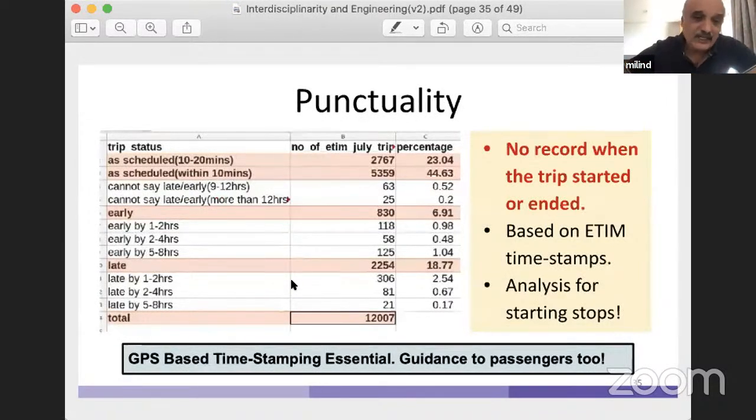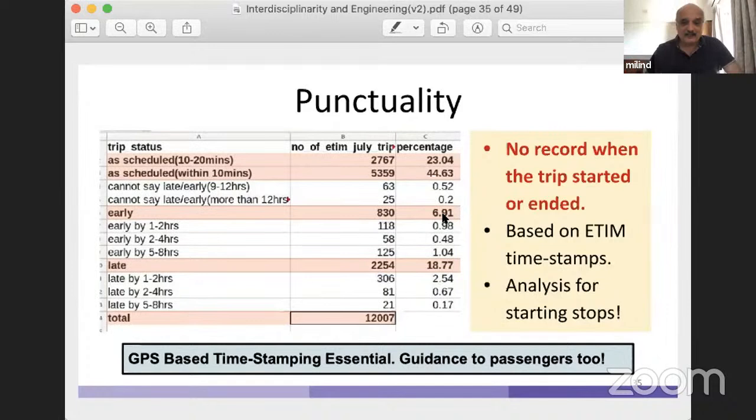So let's look at punctuality. The first thing we did was, for a given trip, find out when the first ticket was issued. That's a good indicator of when the bus started. Based on that, we see that about 20% were on schedule, within 10 minutes was 44%, within 20 minutes or so, but there were about 20 to 25% of buses which were actually late by more than 20 minutes, right?